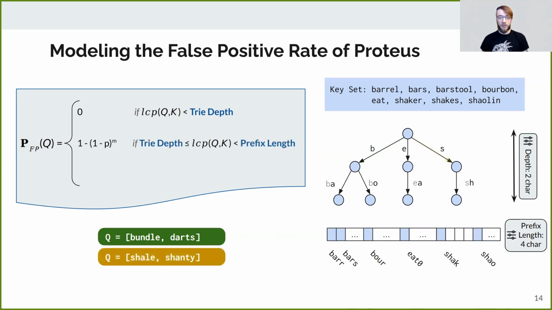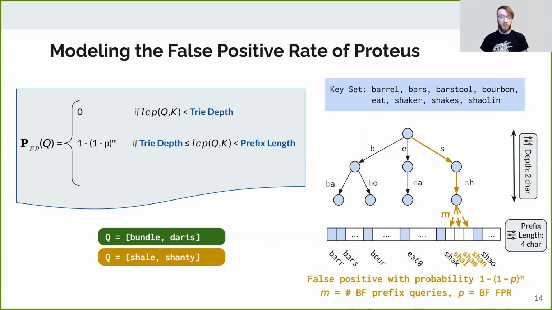The second case happens when the LCP is longer than the trie depth, but shorter than the prefixes encoded in the Bloom filter. In our example, the LCP of the query shale to shanty is SHA, which does overlap with the leaf node of the trie. Therefore, all four character prefixes of the query overlapping with the leaf node are then queried in the Bloom filter. In this case, SHAL, SHAM, and SHAN. The probability of a false positive is then dependent on both the false positive rate of the Bloom filter and the number of individual prefix queries, represented here by the terms P and M, respectively.